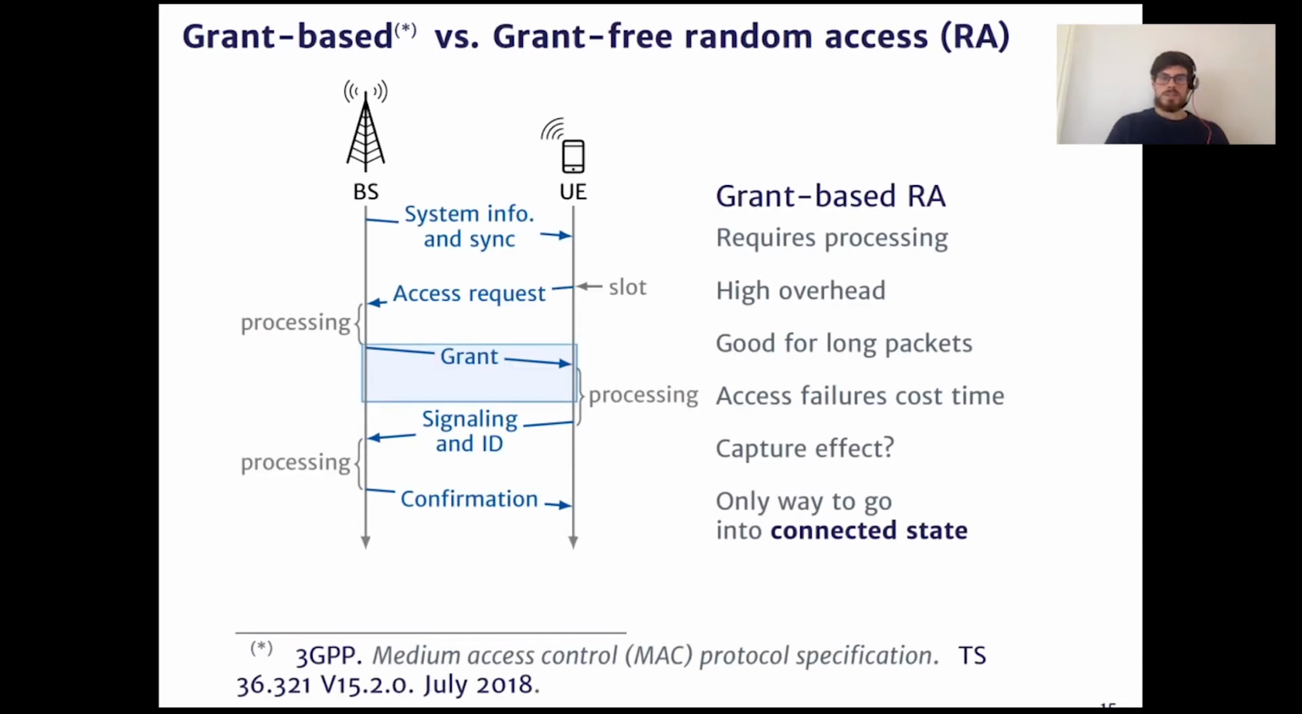And this will lead us to multiple access and slicing techniques. First, I will talk about grant-based versus grant-free random access. Well, I have to say that first, the 3GPP has adopted grant-based random access as the de facto for 5G, 4G, narrowband IoT, LTE, everything is grant-based random access. And this works like this. From the base station, you have some system information and synchronization that's sent to the user equipments. Then they will wait for a slot to transmit.